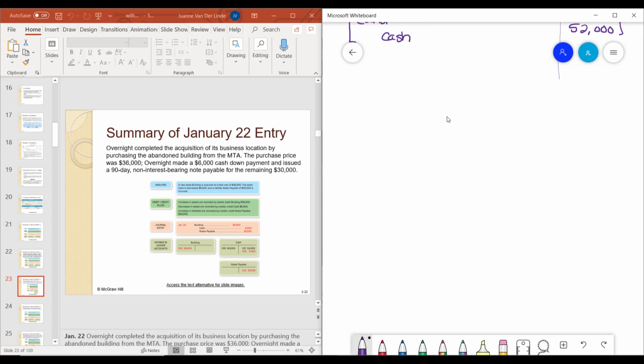Overnight completed the acquisition of its business location by purchasing the abandoned building from the MTA. The purchase price was $36,000. Overnight made a $6,000 cash down payment and issued a 90-day non-interest-bearing note payable for the remaining $30,000. All right, so let's see what's happening here. Bought a building.